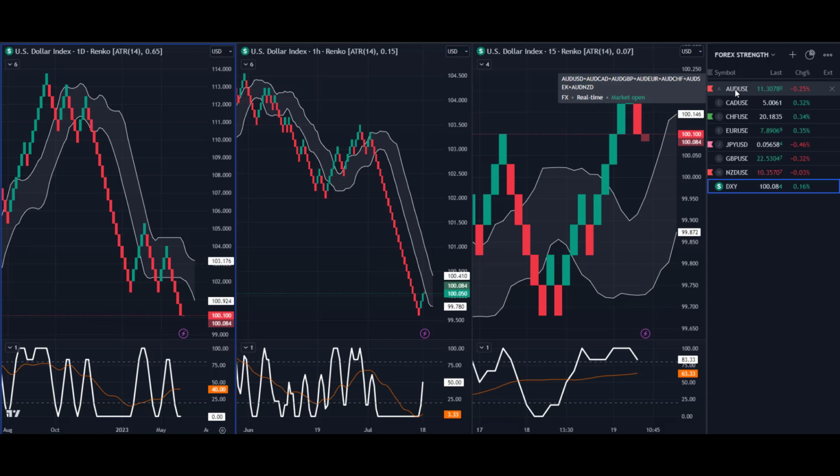I think it might be the other way around, AUD CHF. So we'd be selling the AUD, buying the Swiss franc. So that is how I filter out the pairs really quickly to find what I want to use.